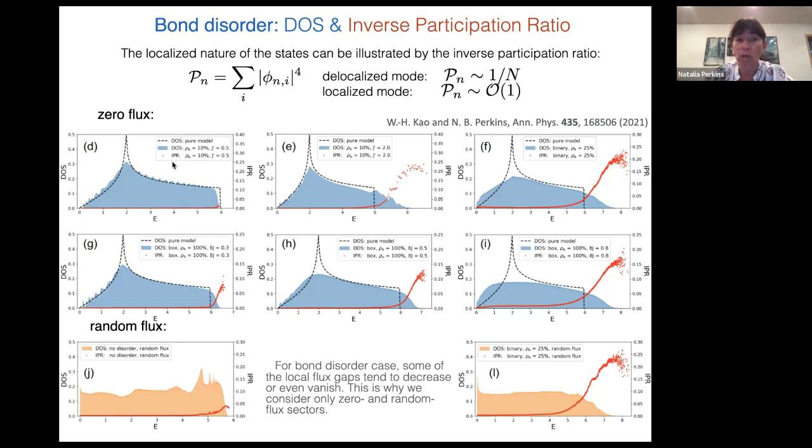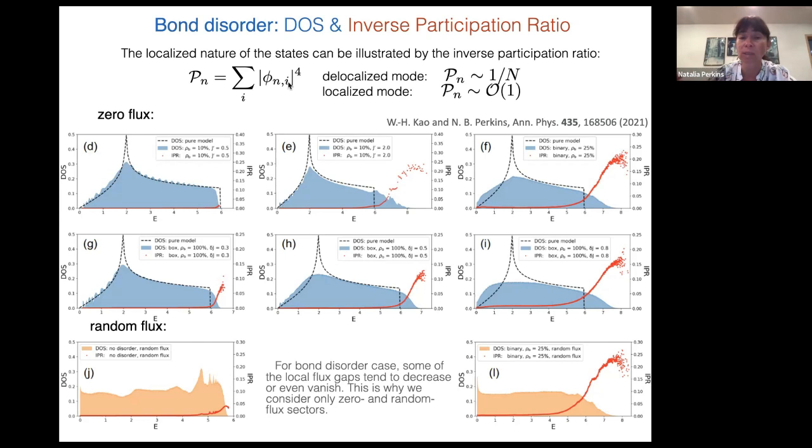So in order to discuss the localized nature of states, are the states localized or delocalized? We can use the quantity which is called the inverse participation ratio, this P_n, which can be defined for each eigenmode. And here it's a sum over i of the fourth power of this contribution in the wave function, where n is the eigenmode and i corresponds to the site. And we sum over all the sites of our cluster.